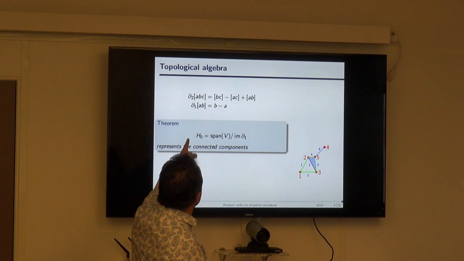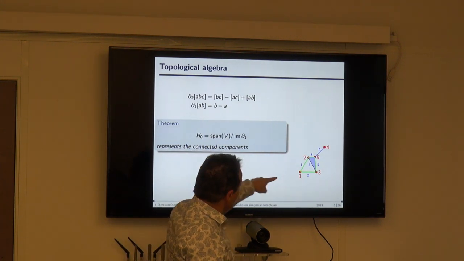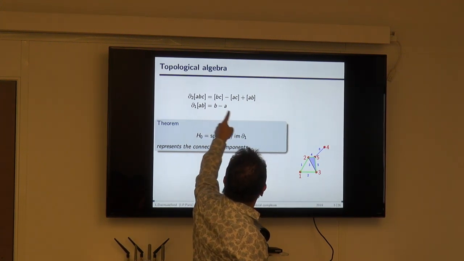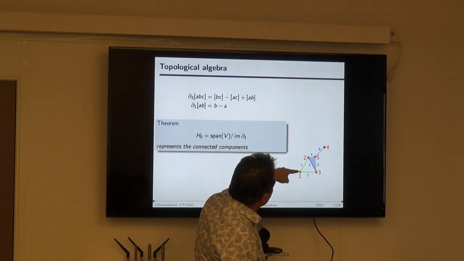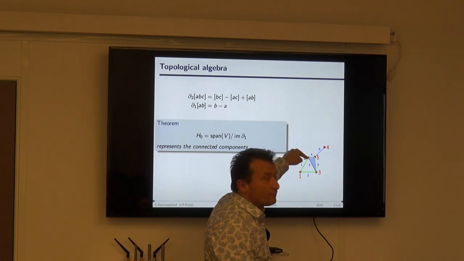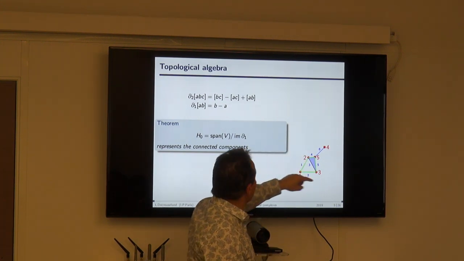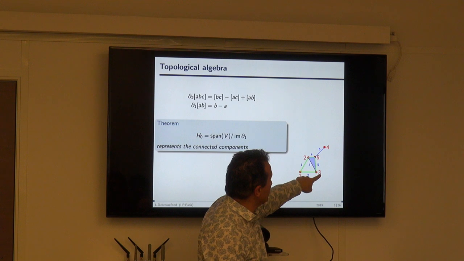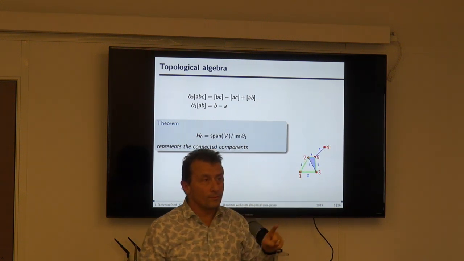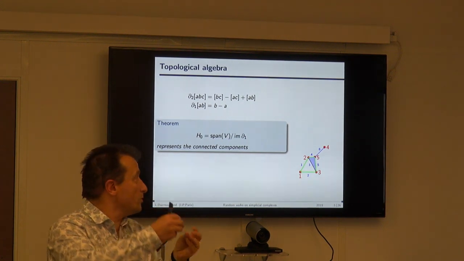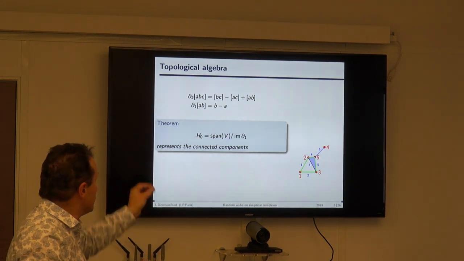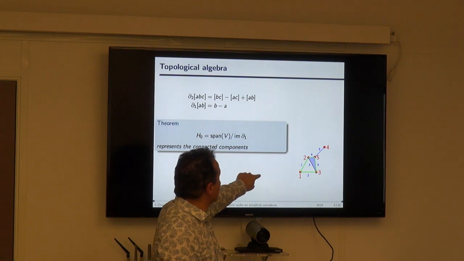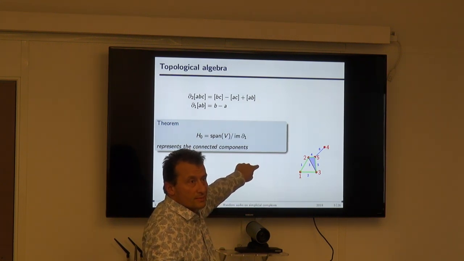Why? Because when you take partial 1 of an edge, you take 1 and you add the boundary of this edge. So you are going into 2. That means that in this space, 1 is identified to 2. And then 2 is identified to 3, 3 is identified to 5, and 5 is identified to 4. So that means that everybody here, in this case, is identified to 1. If I add another point here, it creates another equivalence class in this space.